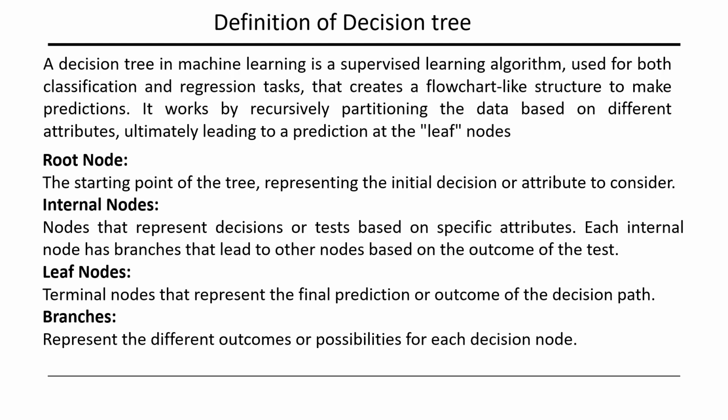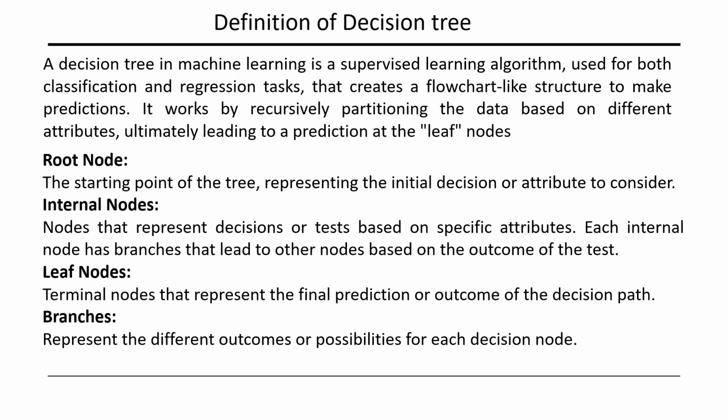The structure of the decision tree will be like a flow chart to make the predictions. It works by recursively partitioning the data based on different attributes, ultimately leading to a prediction at the end. So we know how the tree structure will be. The root node will be there, after that the branches will be going on, and finally we end up with the leaves.